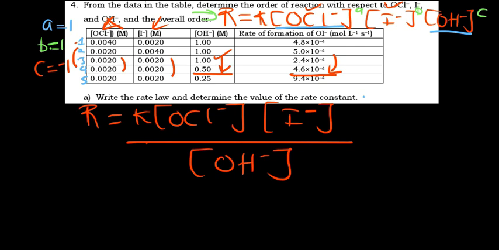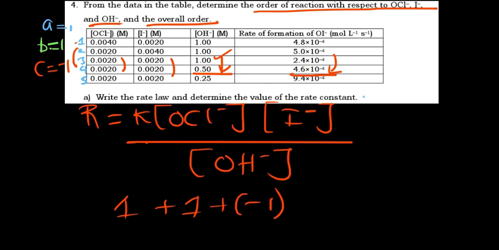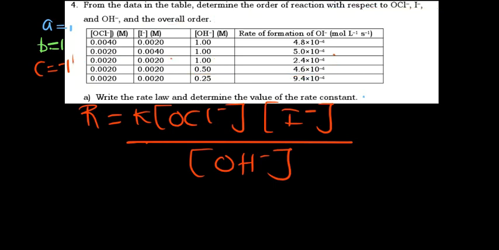What is the overall order of the reaction? Was also a question that we needed to answer. Determine the order of the reaction with respect to the reactants, and then the overall order. The overall order requires you to add 1 plus 1 plus a negative 1, which gives us a 1. That's the overall order of the reaction. What else? We're supposed to find the value of the rate constant. So to find the value of the rate constant, get any experiment of your choice, substitute in the given data that we have, and then try to find the value.